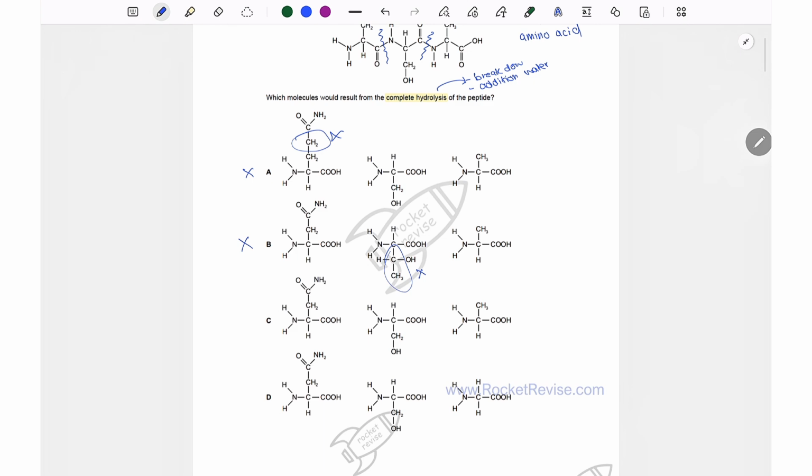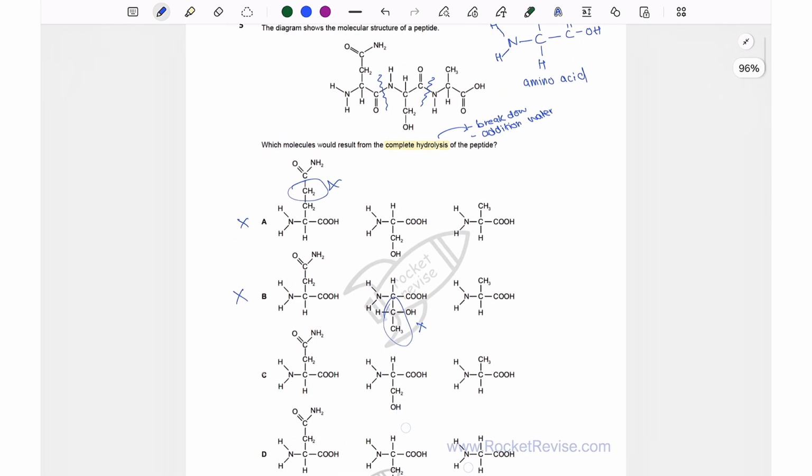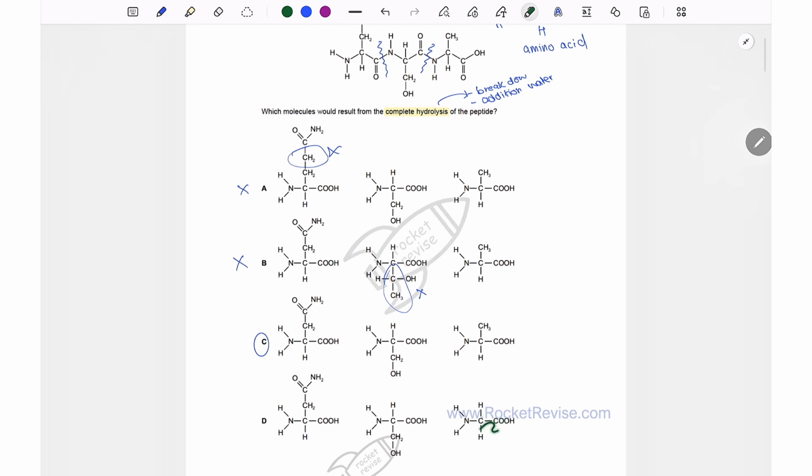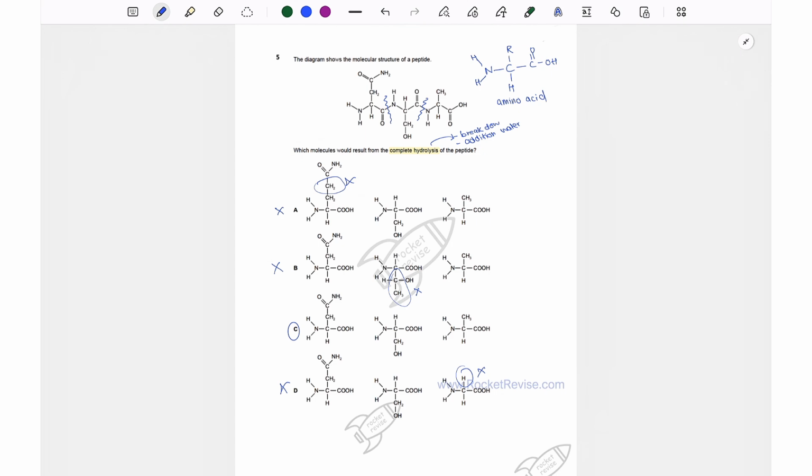The third option, everything looks right, so this is an answer. You can see each R group is the same and everything else is correct. And then D is wrong, because why is D wrong? The third one has H on both ends, whereas the R group is supposed to be CH3. So that's where it's wrong. So C is our answer for this.